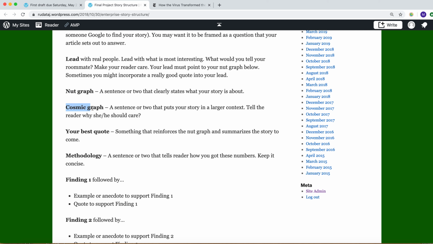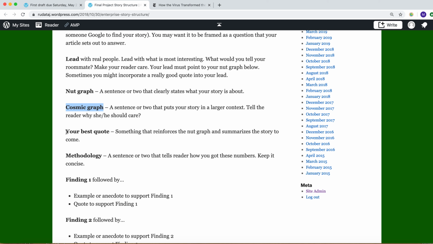The next thing you'll have is called a cosmic graph, and this comes right after your nut graph. It's just a sentence or two that puts the story in a larger context. Why should we care about your story? What's the significance beyond this immediate story?